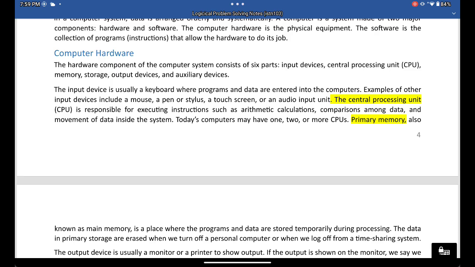You can categorize hardware into six parts: input devices, so your mouse, keyboard, and so on; the central processing unit, which is the brain of the computer; memory, which is temporary storage; and main storage. Output devices are like your printers. Auxiliary devices are like your speakers, what you hear.